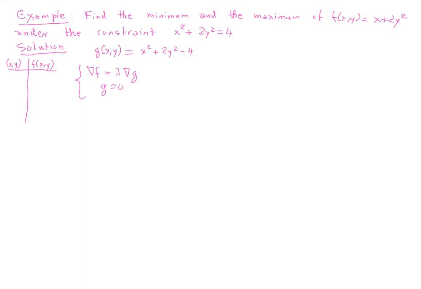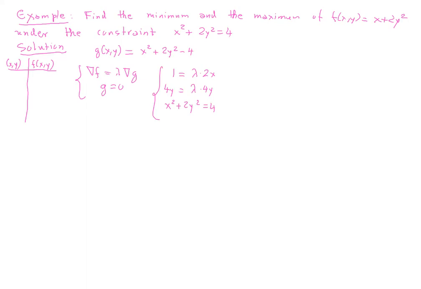So let's see what we get here. The partial derivative of f with respect to x is 1, equal to lambda times 2x. That's the partial derivative of g with respect to x. And then the partial derivative of f with respect to y is 4y, and that will be equal to lambda times the partial derivative with respect to y of g, which is 4y. And then, of course, the constraint is the last equation for this system.